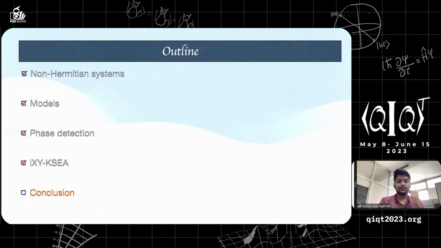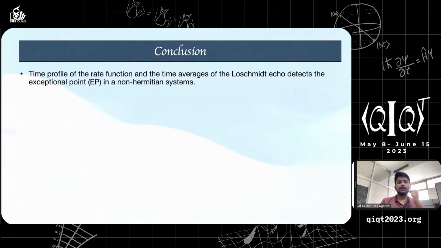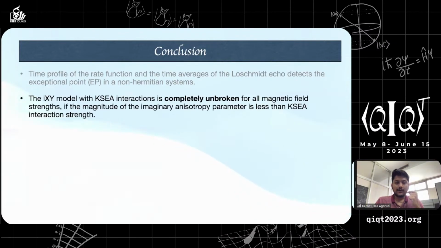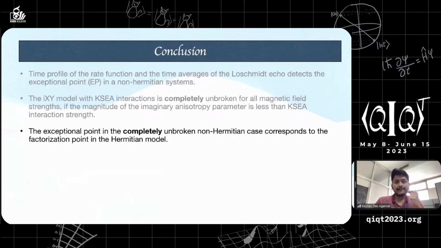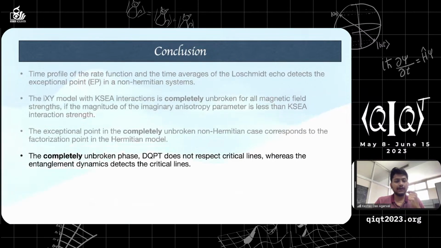So in summary, the conclusion is that we show that the time profile of the rate function and time averages of the Loschmidt echo detect the exceptional point in non-Hermitian cases. Whereas in the IXY model with KC interaction, there is a parameter space where it is completely unbroken and it has a critical line. In this completely unbroken non-Hermitian case, the supposed exceptional point is still the factorization point because everything is real. And in the completely unbroken phase, DQPT does not respect critical lines, whereas entanglement dynamics detects the critical lines.